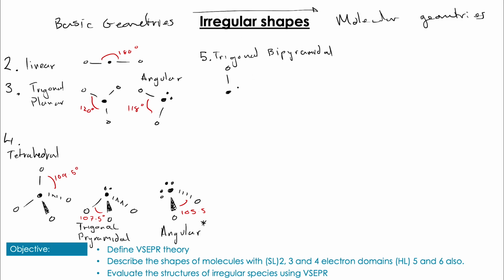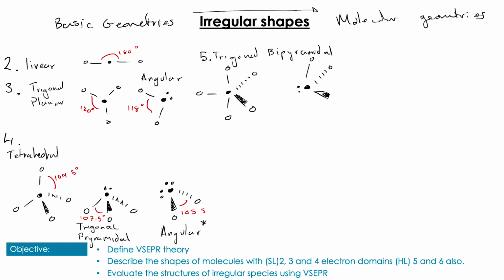Trigonal bipyramidal is our 5 electron domain structure. So that's when we have the 3 electron domains around the center and then 2 axial above and below. And if we add one lone pair, then we're always going to add that lone pair on one of these 3 equatorial or middle electron domains.